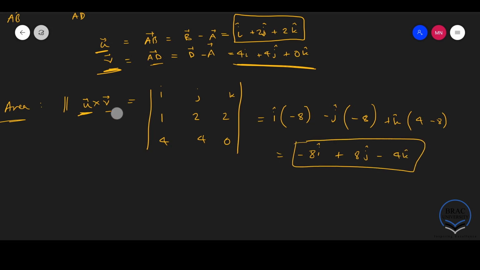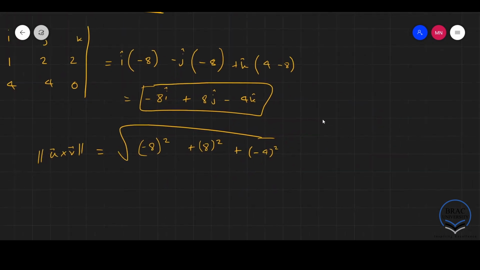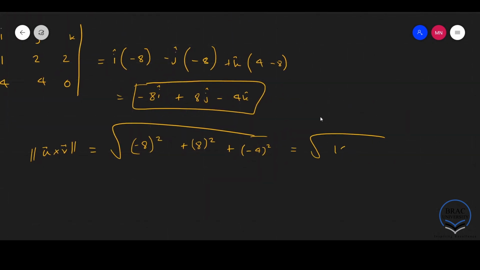So what did we do here? We just found the cross product of U and V. Now to find the area, we have to find the magnitude of U cross V. So the magnitude will be the square root of minus 8 squared plus 8 squared plus minus 4 squared. This is equal to the square root of 144, and this is equal to 12. So the area of this parallelogram is 12 square units.